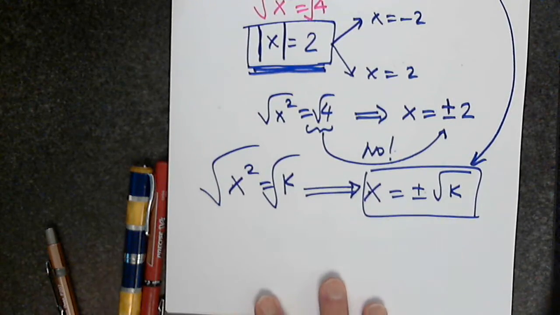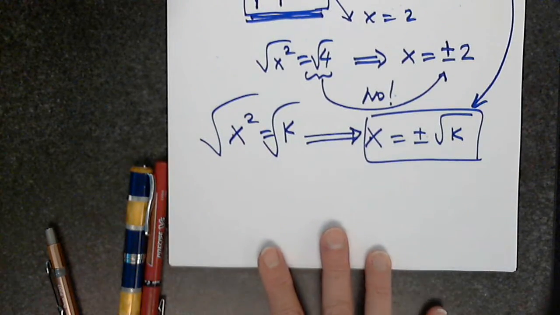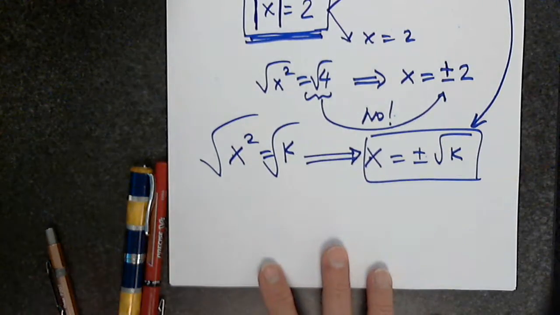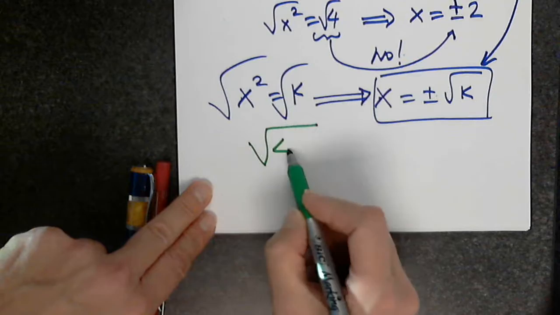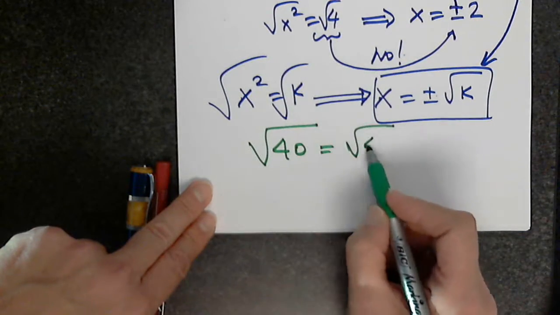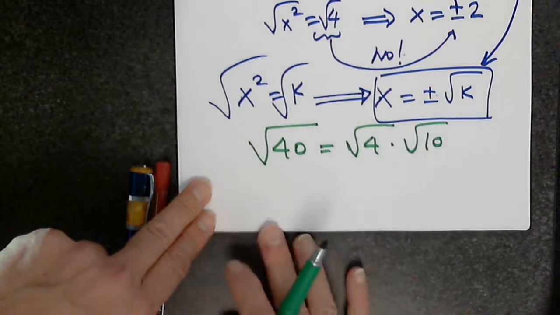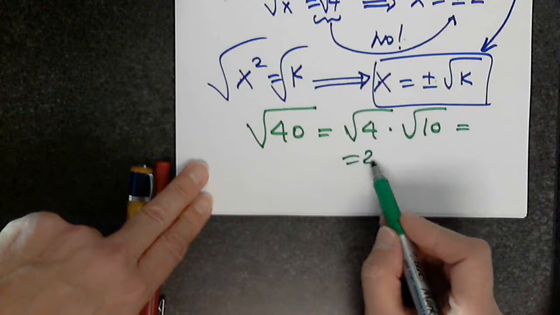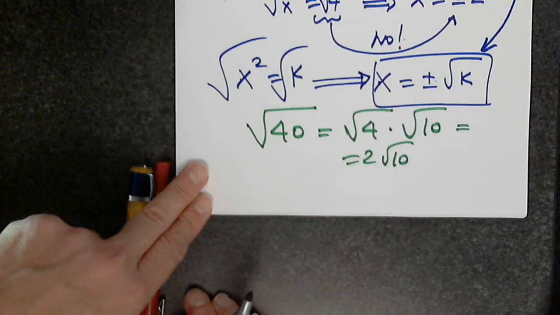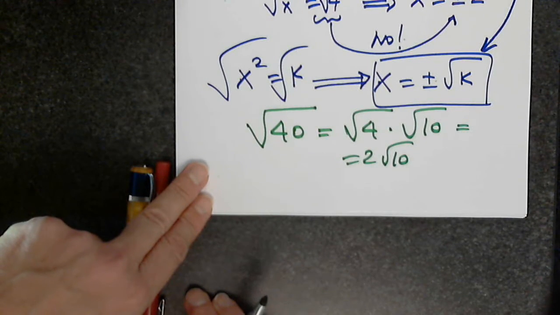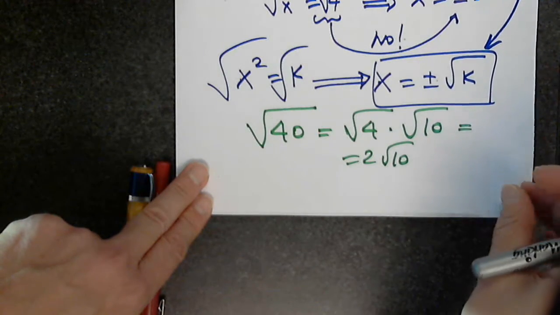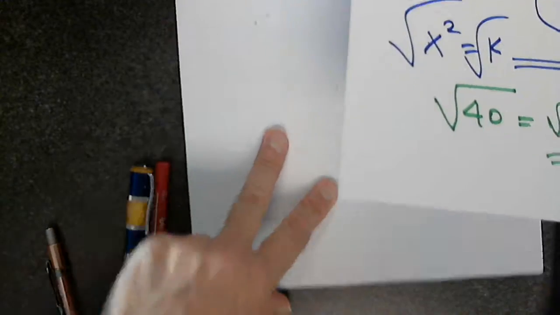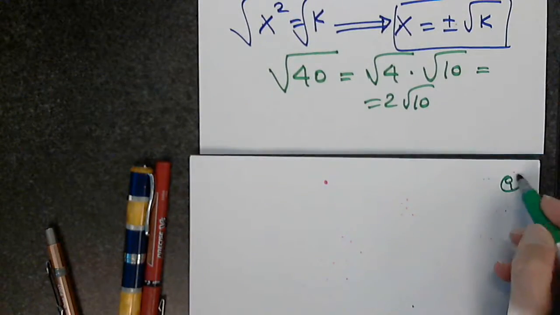Yes? Okay. Other questions here? How did you get 2 times the square root of 10 for 40? We learned in this chapter that we can split the square root of 40 as the square root of 4 times the square root of 10. And this is 2 times the square root of 10. Better? Okay, so my page 9.